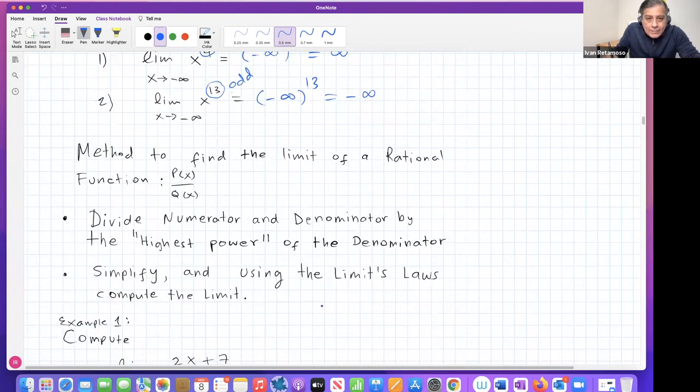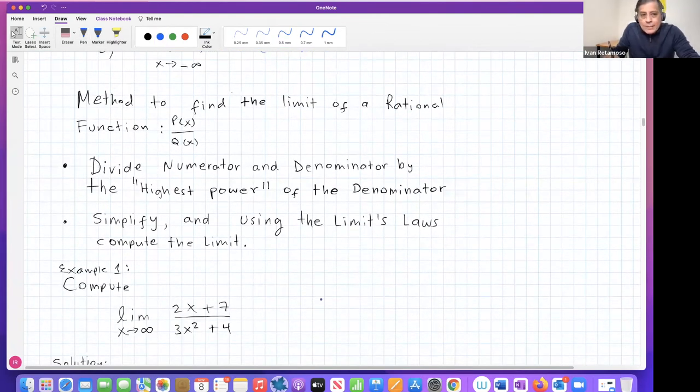But for you to practice, I have to give you this method that is going to help us find these limits in general. The method to find the limit of a rational function of the form p of x over q of x. Step one: divide numerator and denominator by the highest power of the denominator, highest power in the sense of exponent, the one that has the highest exponent. Step two: simplify, and using the limit laws, compute the limit.